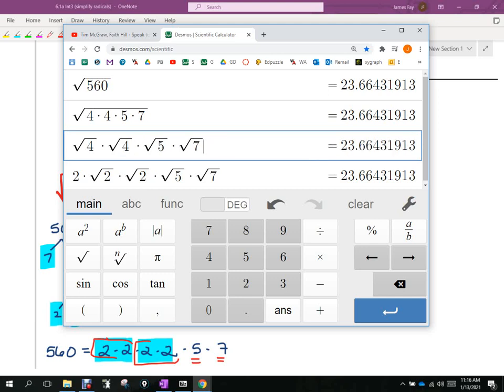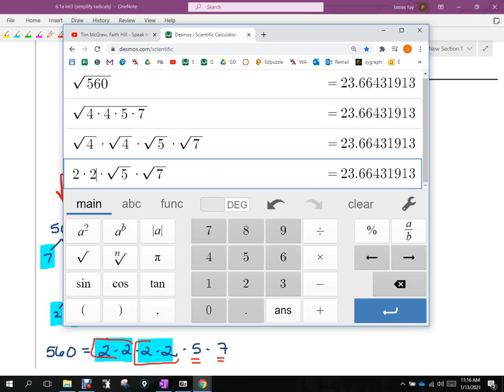Still get that, right? But what's the square root of this 4? Still 2. So with that same number, right? Okay, so then I could take that 2 times 2 outside and make that a 4, and it's still the same 23.66. Okay, and we could change this 5 and this 7, those turn into that radical 35.